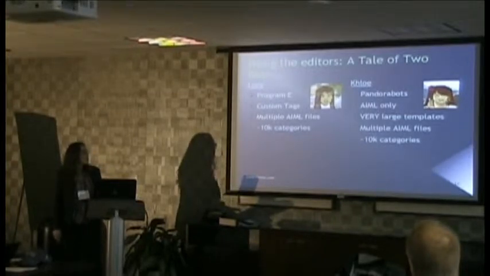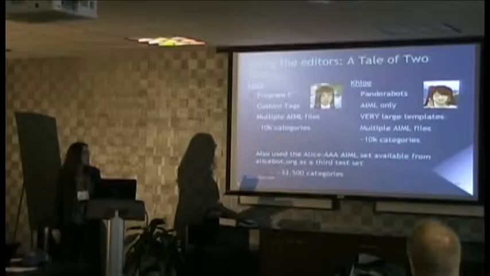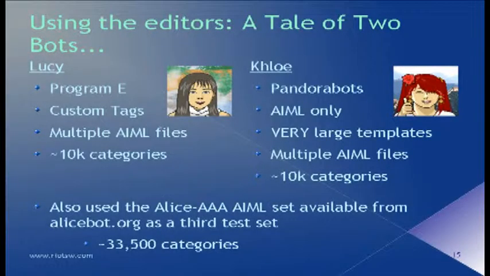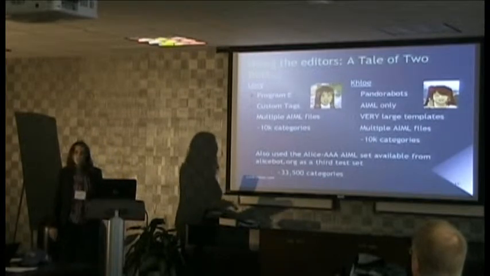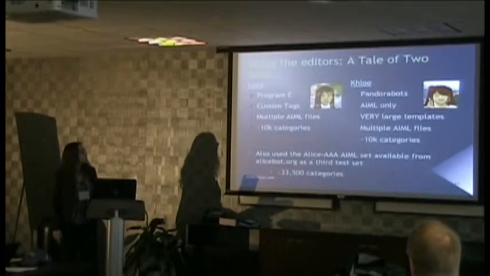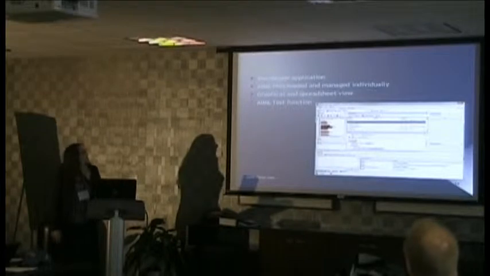And then in order to have a larger set, I also downloaded about 33,000 categories worth of the Alice AAA set. And then I combined all three and multiplied them a few times, because I did create a set that was 250,000 categories, just so I had a very large set to see, will this crash these programs? Okay. So the first one I tested was Gato.